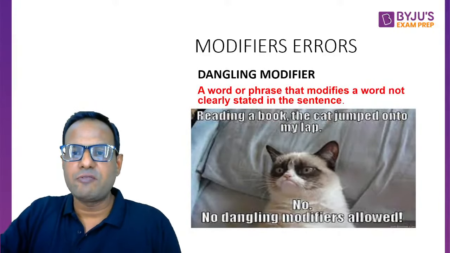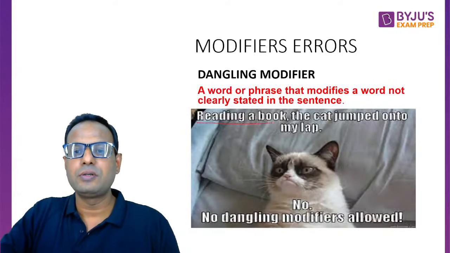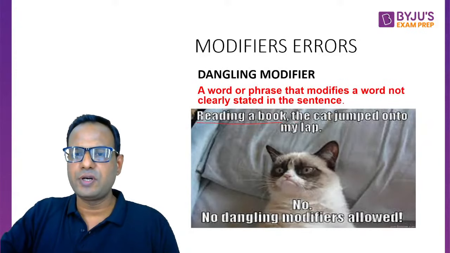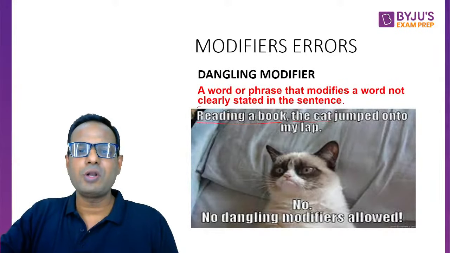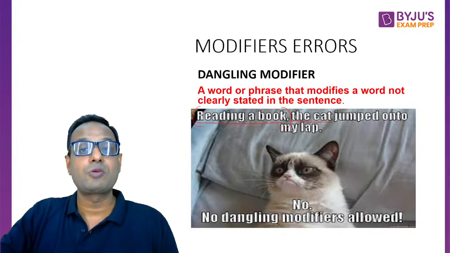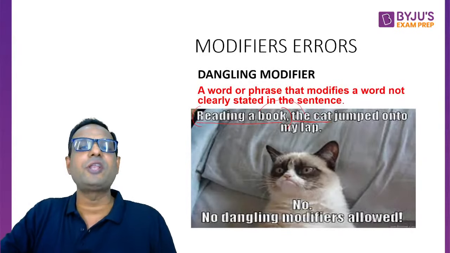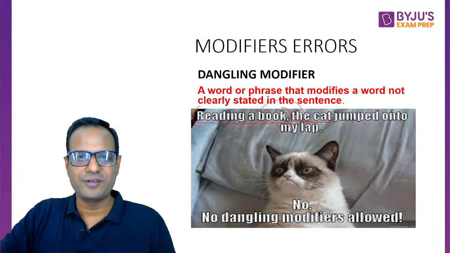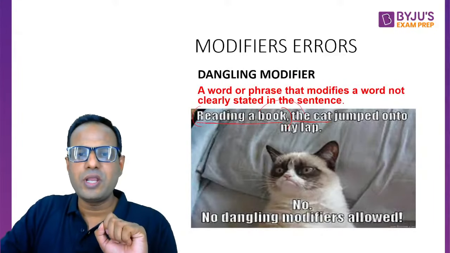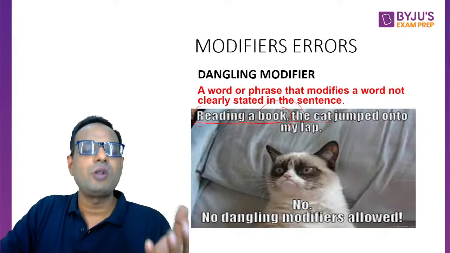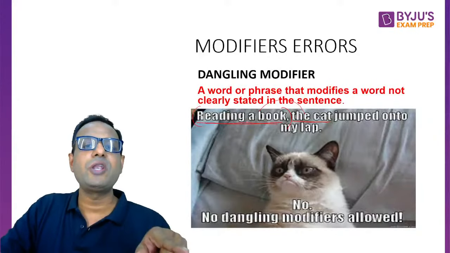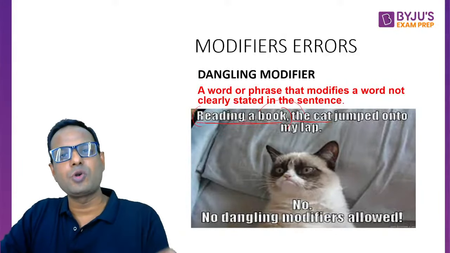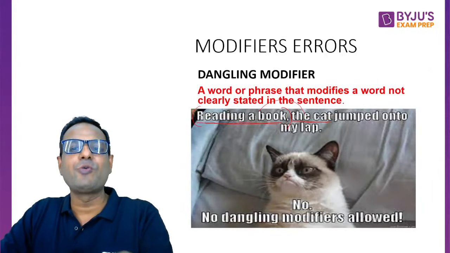Okay, look at the very first structure, reading a book. Now, who was reading a book? Look at the very first component of the sentence. Reading a book. What does reading a book modify or qualify? Reading a book qualifies the cat. So according to the sentence, the cat was reading a book. Now, how can a cat read a book? So there is a fault in the entire construction because it wrongly modifies the cat. Somebody who was reading a book, yes, the cat might have jumped onto his lap or her lap, not the cat who was reading the book.